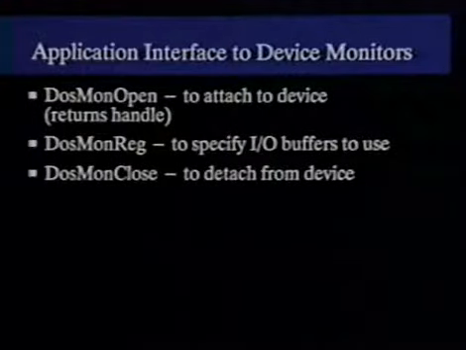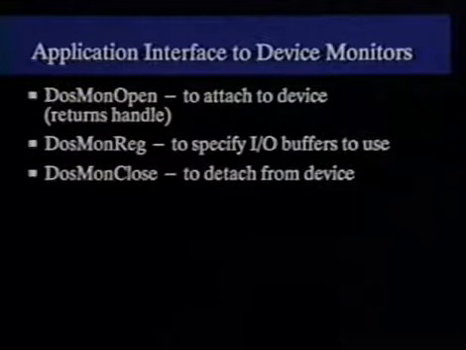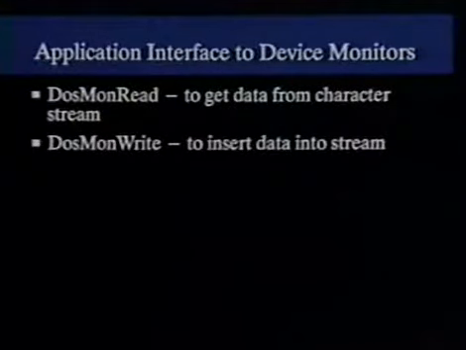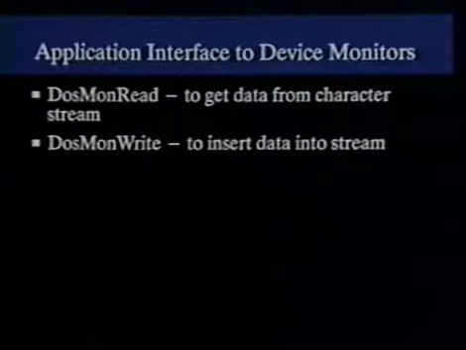Now let's look at the application interfaces for using device monitors. We have the open and close calls, which are very similar to normal file open and close calls. They establish a connection to the device and return a handle. And then there's the register call, which is used to tell the operating system where your two buffers are in your application for attaching to the chain. Then we have the DosMonRead and DosMonWrite calls, which are used to read and write data to the character device stream.